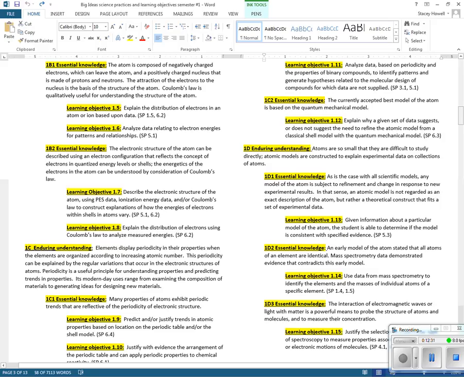That's quantum numbers. Those are quantum numbers. Okay. Those aren't officially on, but you do need to be able to recognize them. They're more leaning towards the PES and the electron configurations. So make sure you know those. Explain the distribution of the electrons using Coulomb's law to analyze and measure energies. Predict and or justify trends in atomic properties. So we went through all that.